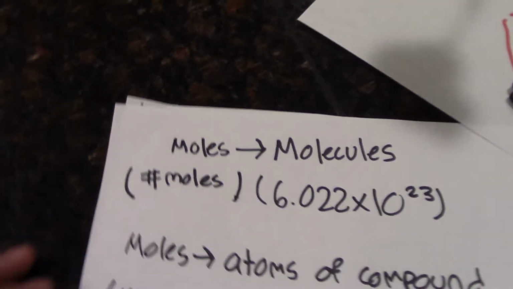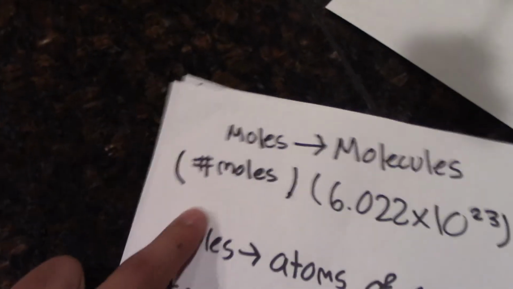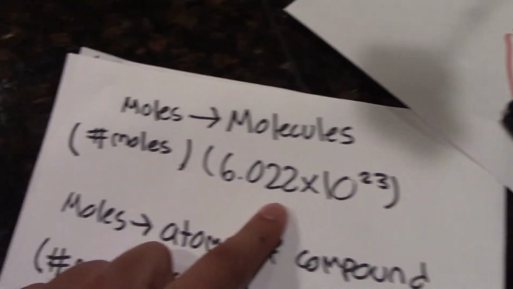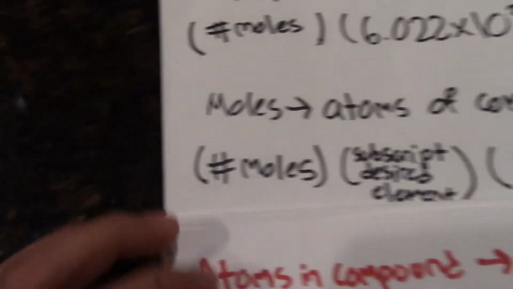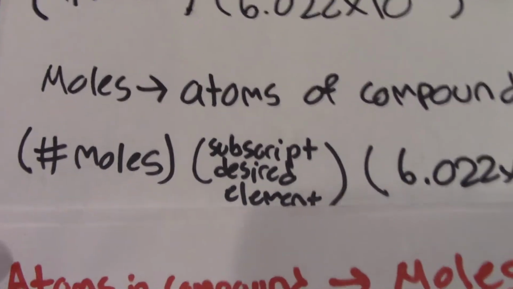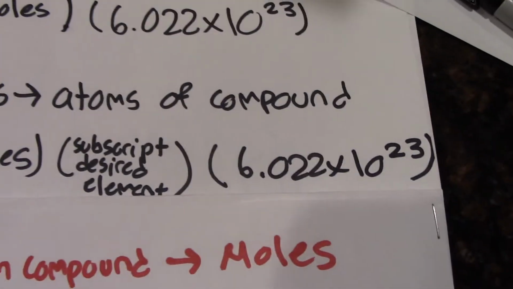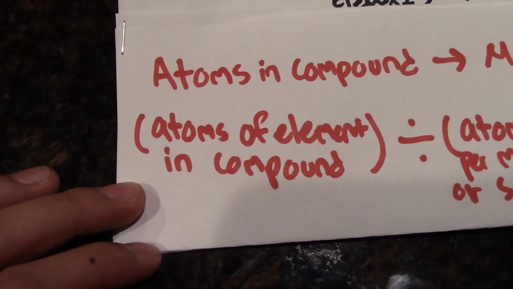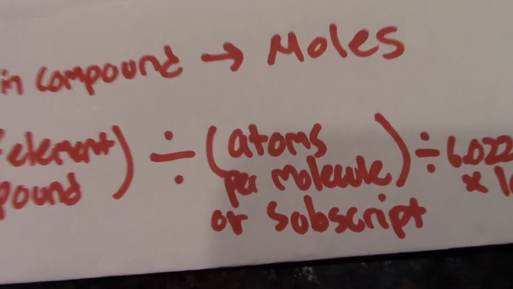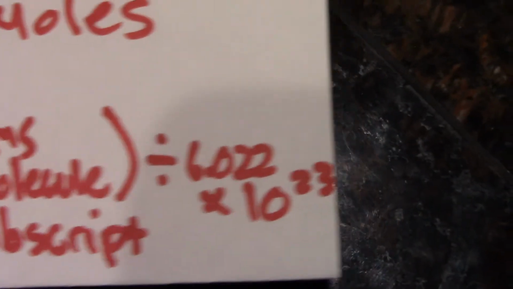How does this work? Okay, so if you're going from moles to molecules, you take the number of moles, multiply it by Avogadro's number. From moles to atoms of a compound, you take moles times the subscript of your desired element, and then times Avogadro's number. If you're going from atoms in the compound to moles, you go from the atoms of element in compound divided by the atoms per molecule, or the subscript, and then you divide that by Avogadro's number.